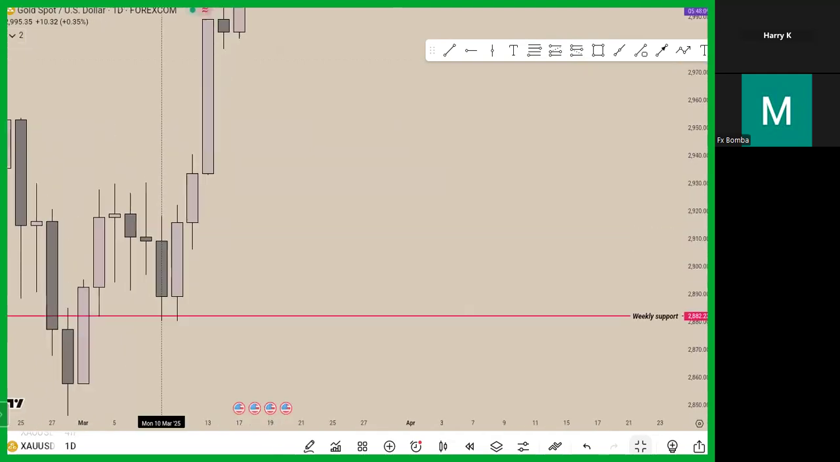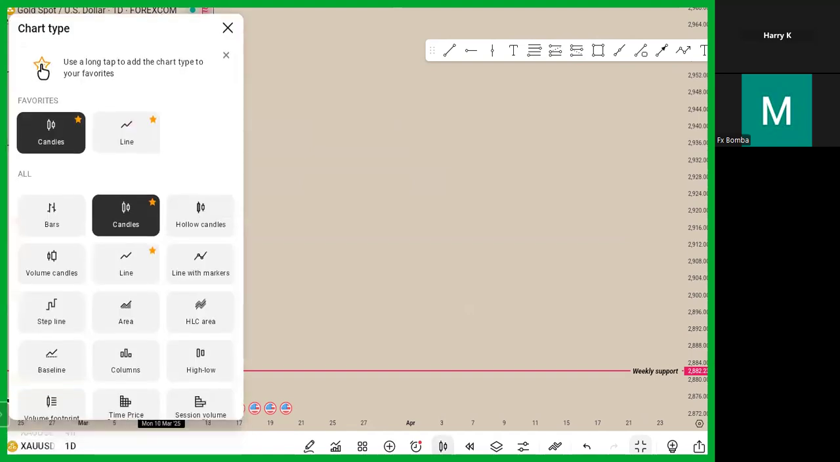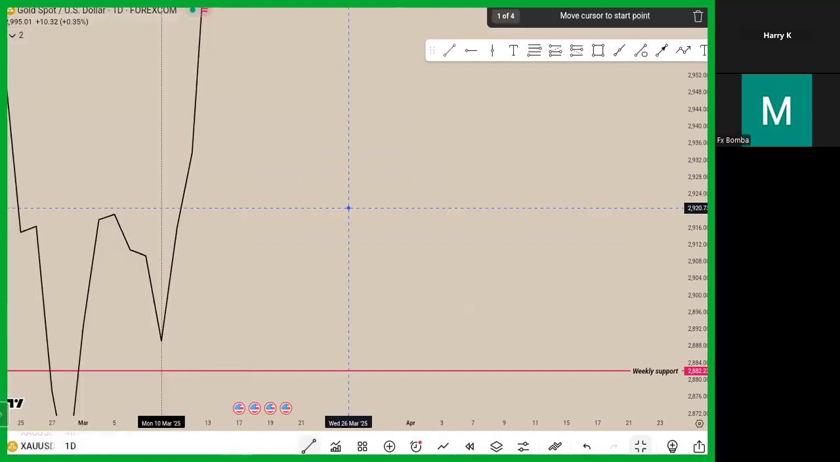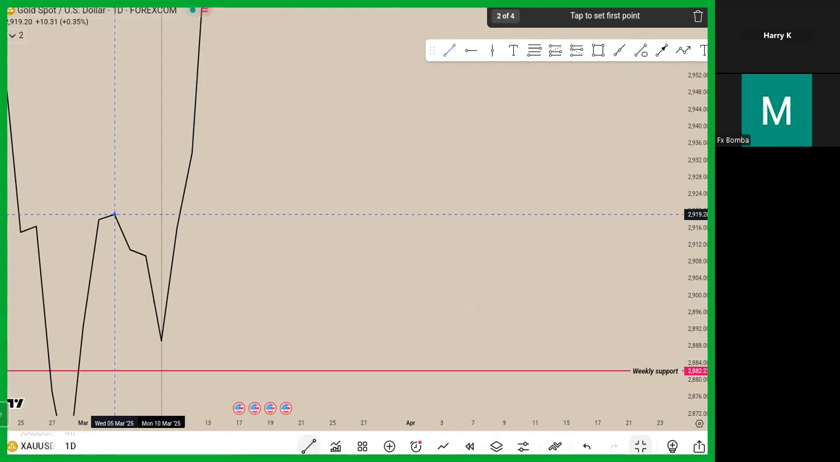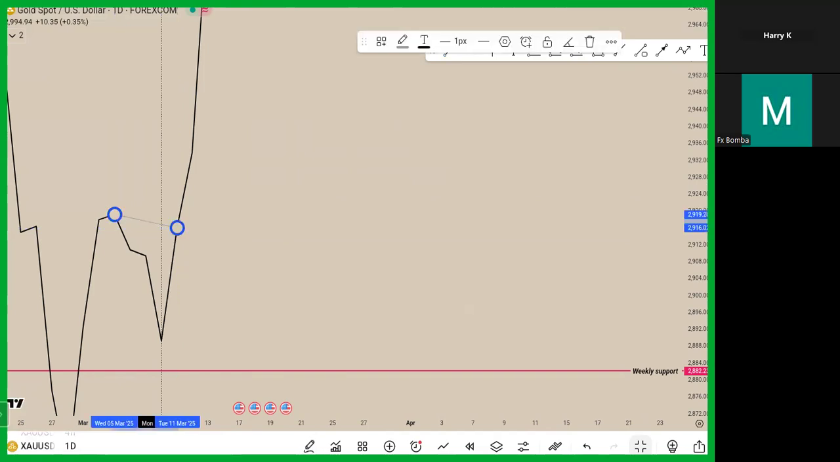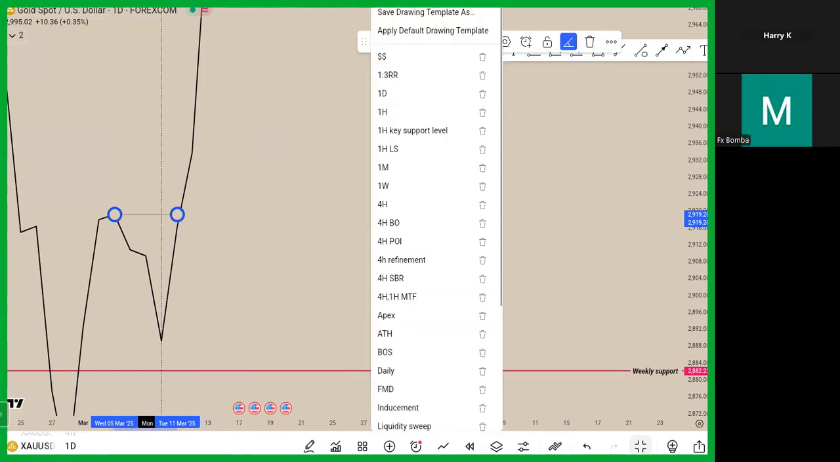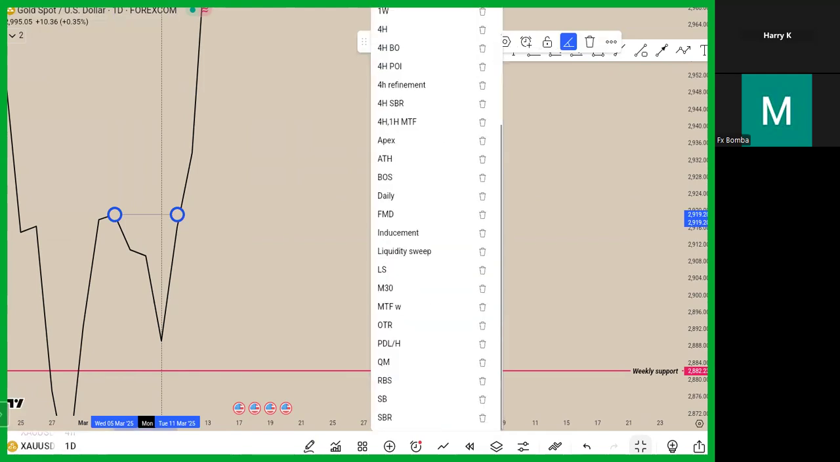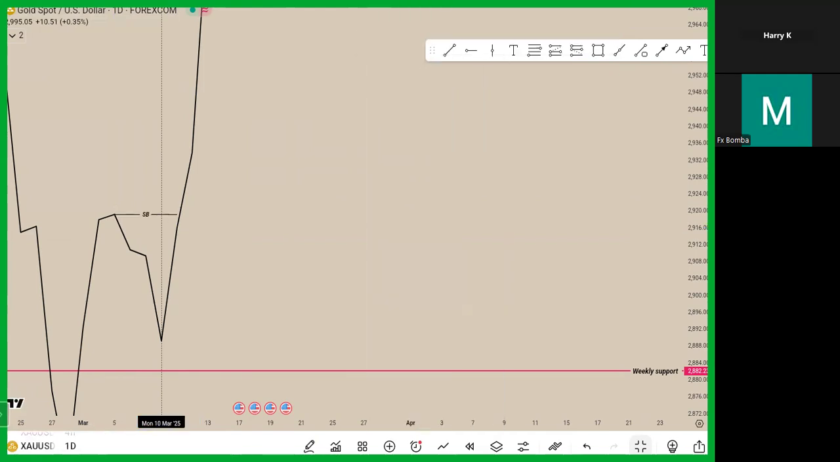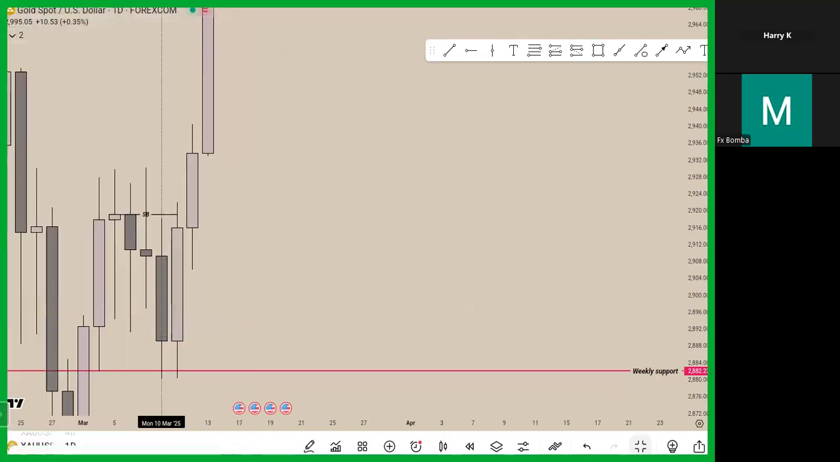These breakouts are easily seen on the line chart. You can see this is the high that was created before the rejection. Then the market came and took it out. We mark it as a breakout, meaning it's a structural break. Then from there, you go back to the candlestick chart and see.